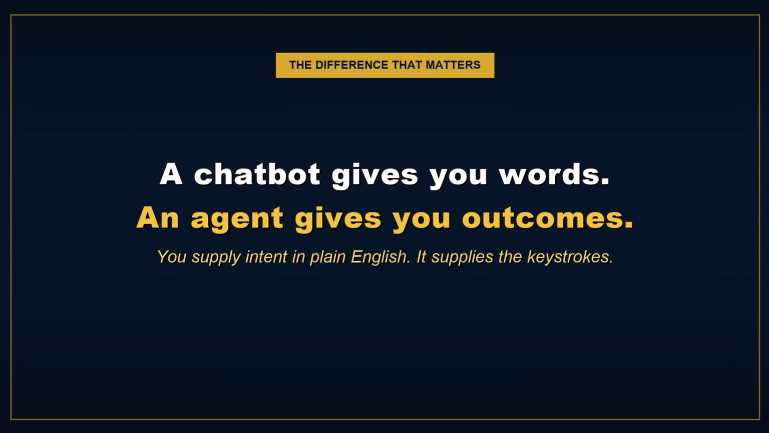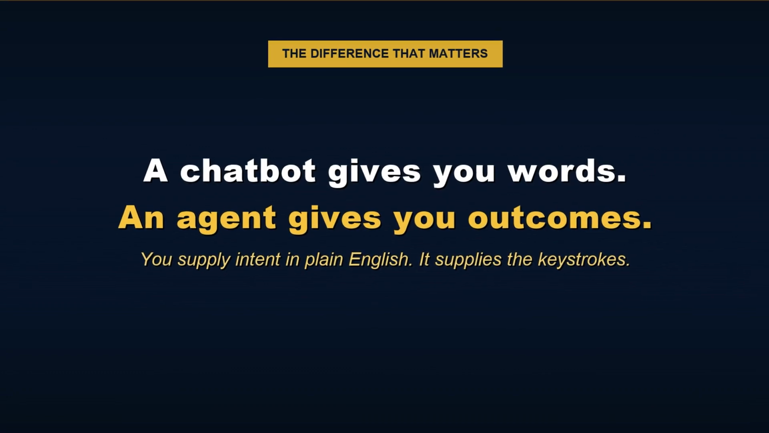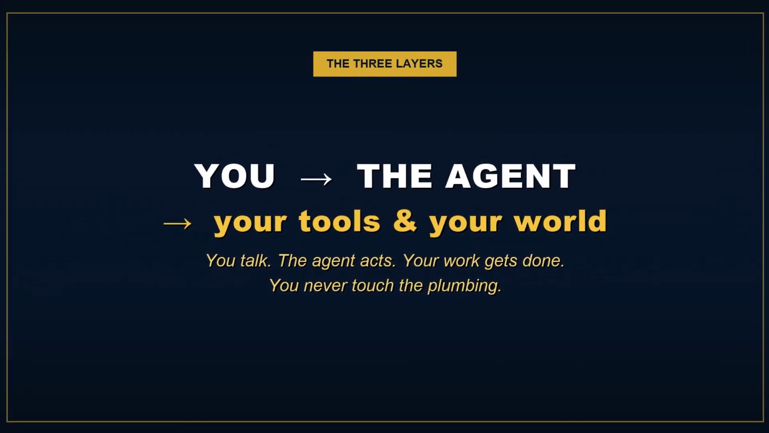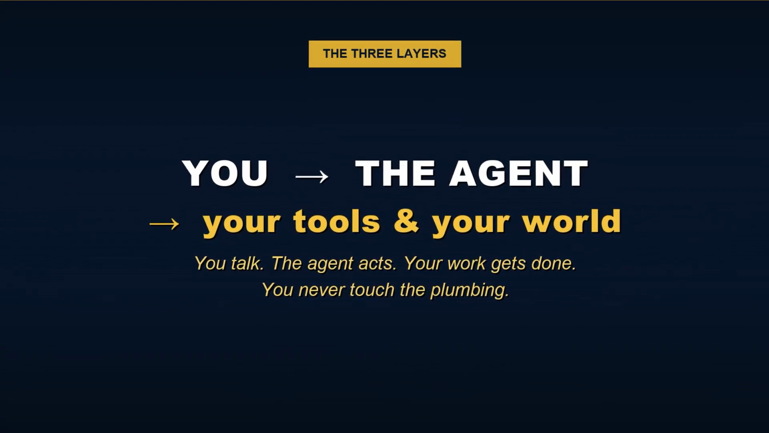Here's the difference that matters. A chatbot gives you words. An agent gives you outcomes. You supply the intent in plain English. The whole system is just 3 layers. You sit on top and speak. The agent understands and acts on your tools and your world, your files, your email, the web, your calendar. You talk, the agent acts, your work gets done. You never touch the plumbing.